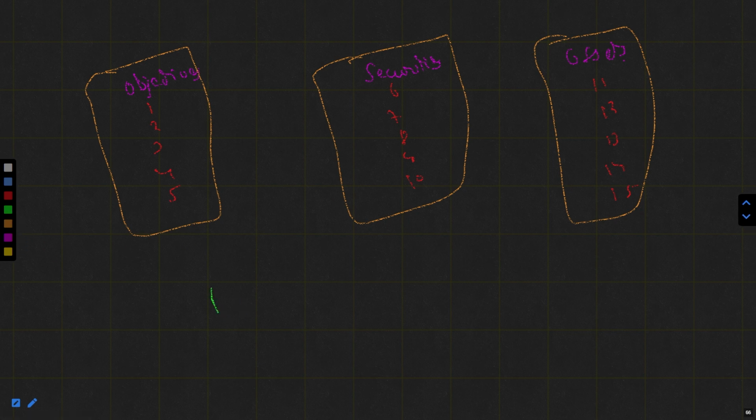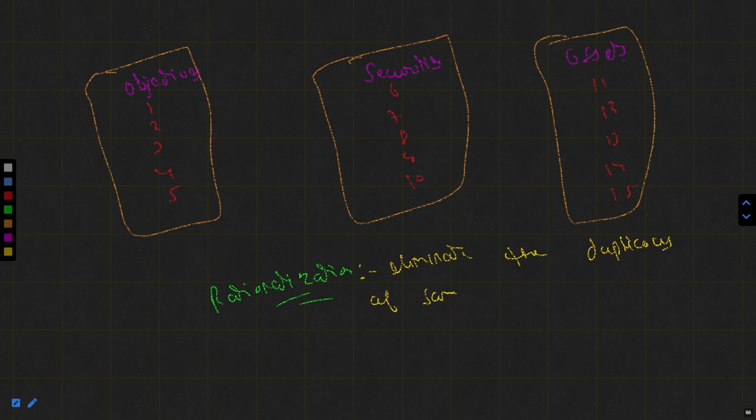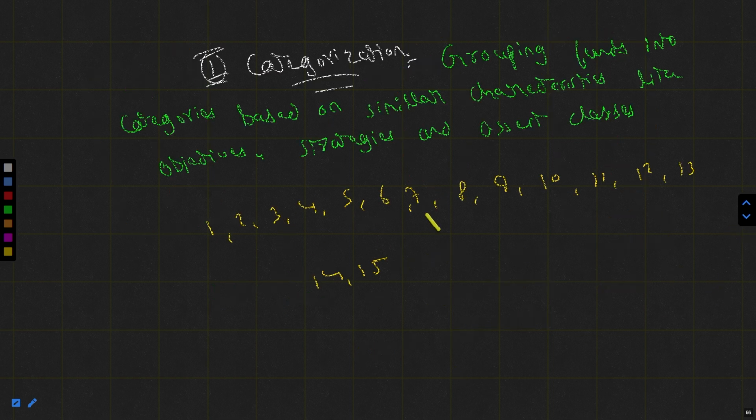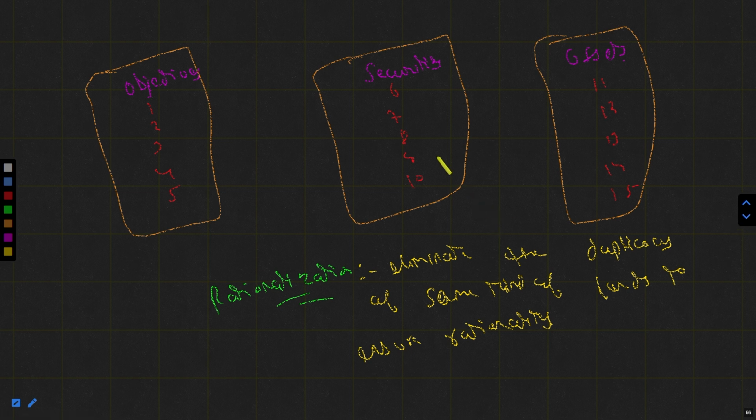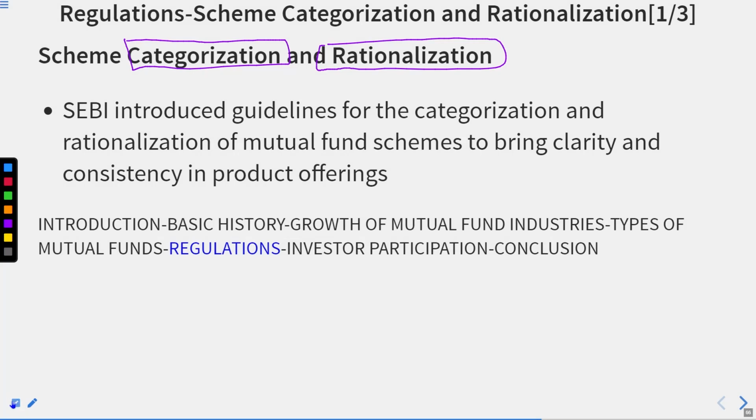Got it? Thereafter, when we talk about the rationalization, rationalization means eliminating the duplicacy of the same kind of funds to ensure rationality. If we look here, how many funds could we see? 15 funds. But when we do the categorization, how many funds could we see? 3 funds. So this is called the rationalization. First the categorization will happen, then the rationalization will happen, which means that the duplicacy of the funds will be eliminated.